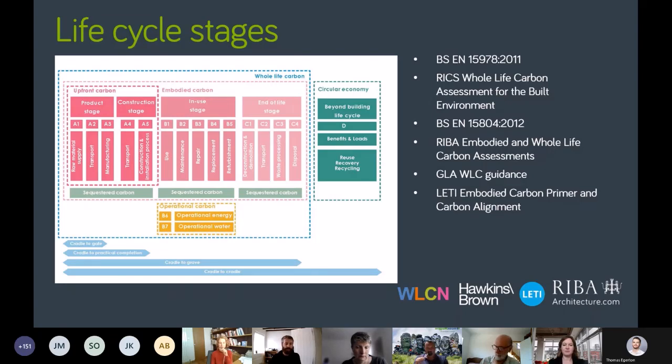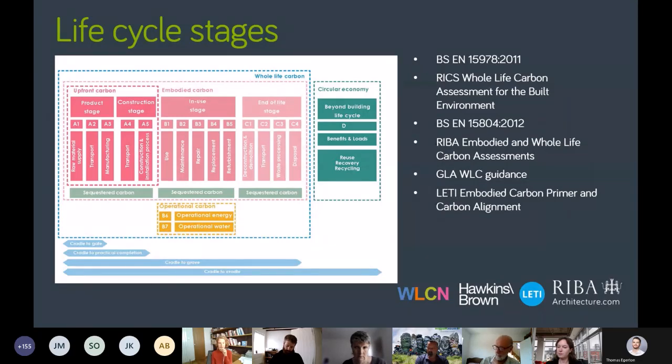The whole life carbon is comprised of both operational emissions from energy and water, shown in yellow at the bottom of that diagram, and embodied carbon from the materials, shown in the various shades of pink. Within our whole life carbon calculation, which is the big blue dotted box, there are a number of life cycle stages that break down the carbon emitted by materials and things at the various stages of a project. It's probably worth noting that a standard life cycle calculation is carried out over 60 years for buildings and 120 years for infrastructure. That's the framework that we work within in the UK.